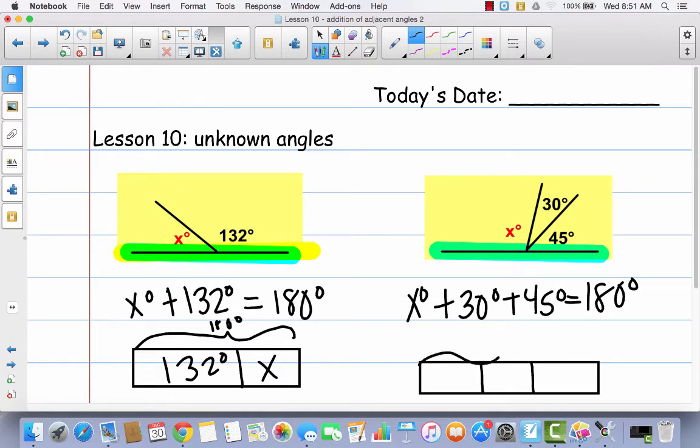They have a total of 180 degrees again. I have 30 degrees, 45 degrees, and then I have x. So how would I solve for x?